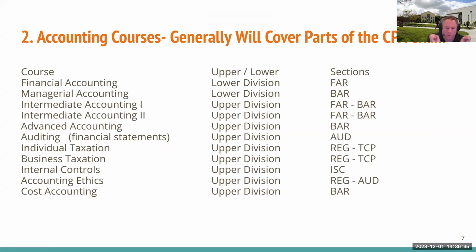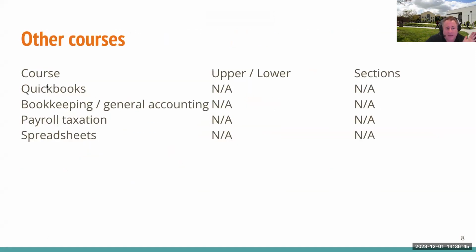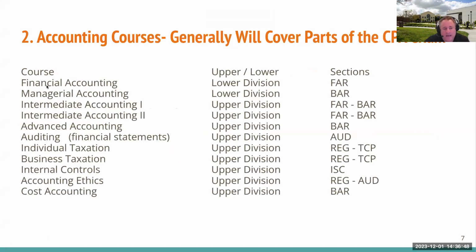So when you look at courses, these courses here, I would say, are really your basic blueprint for everything that's going to be on the CPA exam. Financial accounting basically serves as the foundation for intermediate accounting, the full year. Managerial accounting, lower division class, is really going to help you on BAR when it goes through those cost accounting concepts. Intermediate accounting 1 and 2, this is really FAR, financial accounting and reporting, and business analysis and reporting.